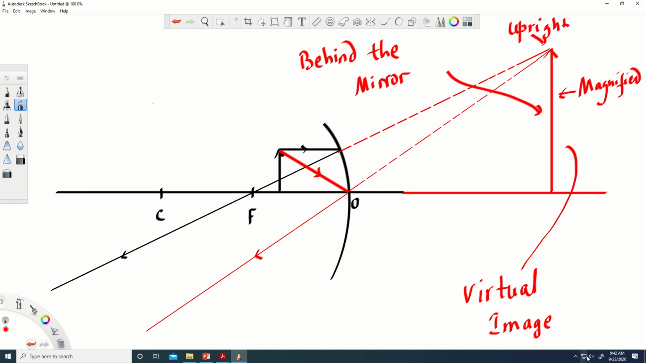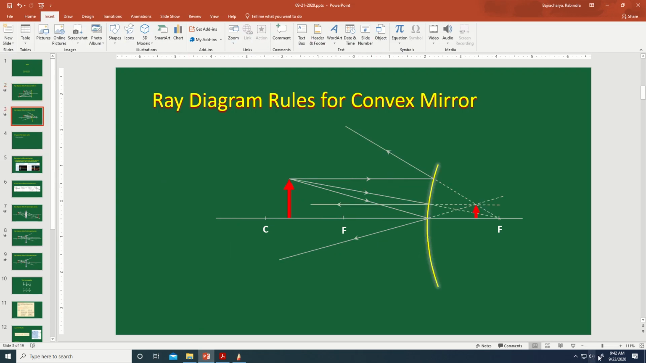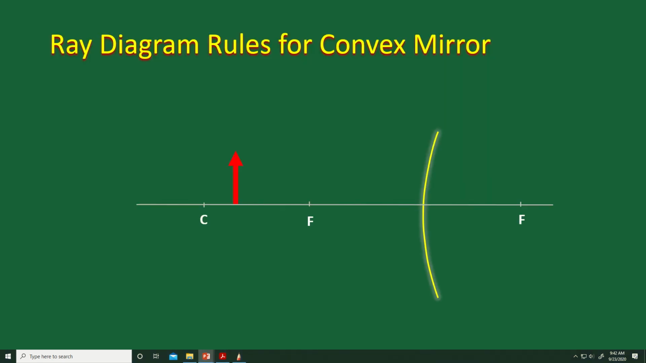Okay, so let's look at convex mirror. And for a convex mirror, no matter where you place the object, the image is always diminished or smaller than the object. Okay, and it's always virtual. So unlike in the concave mirror, you cannot form the image on a screen. It's always formed by producing the reflected rays backwards.